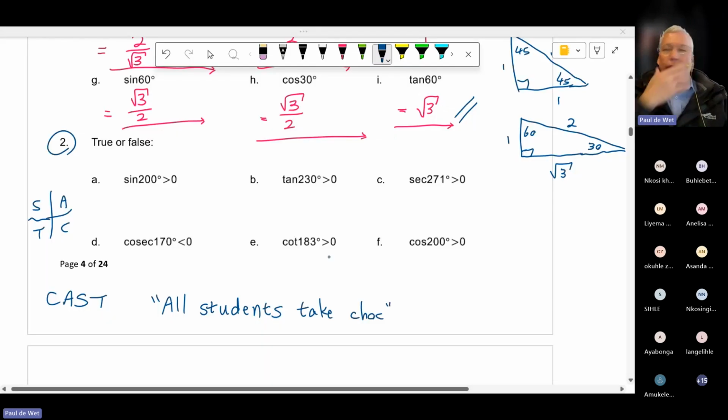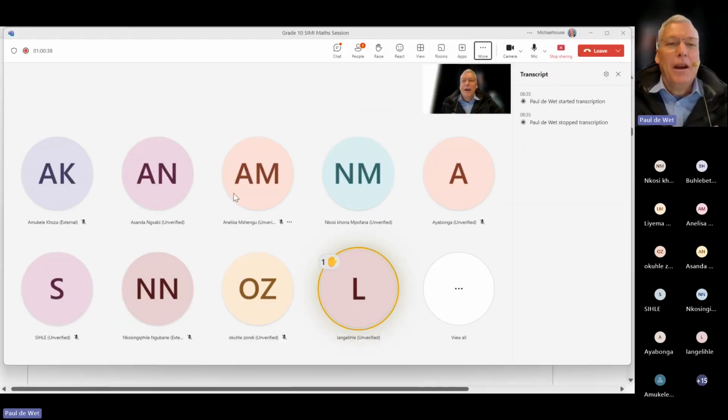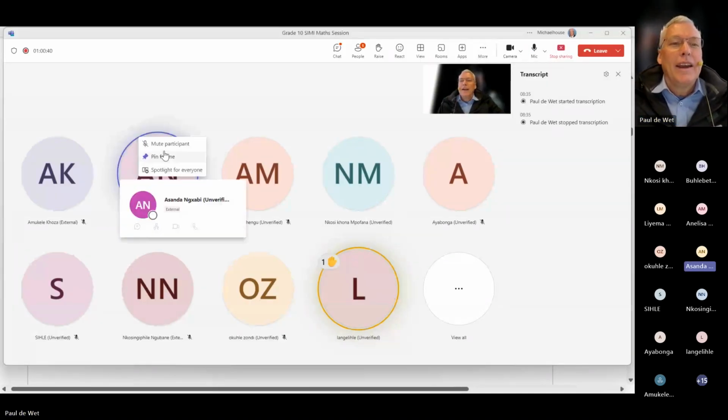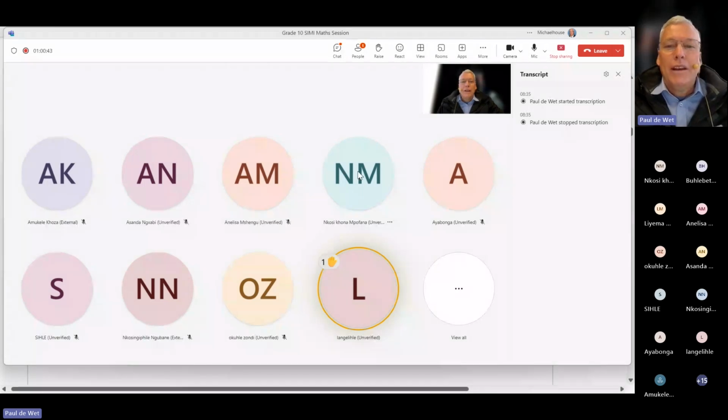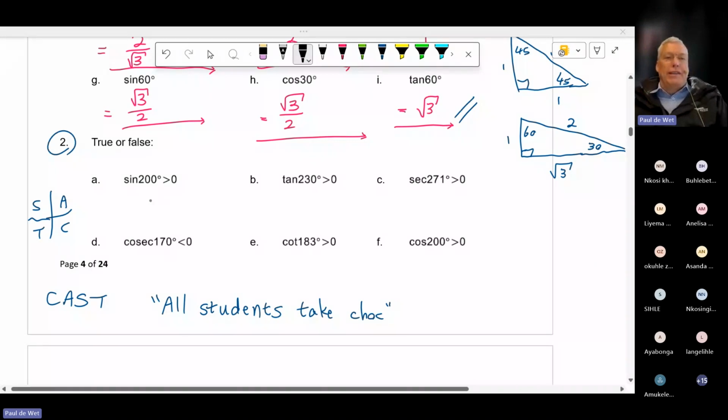All right. So let's get some answers. Is sine 200 positive? True or false? Don't shout it out, let's just get hands up. False. I'm going to mute people because it's very hard for me to concentrate with lots of answers. Right, let's go quickly now because this is quite easy. True or false? False. Well done.